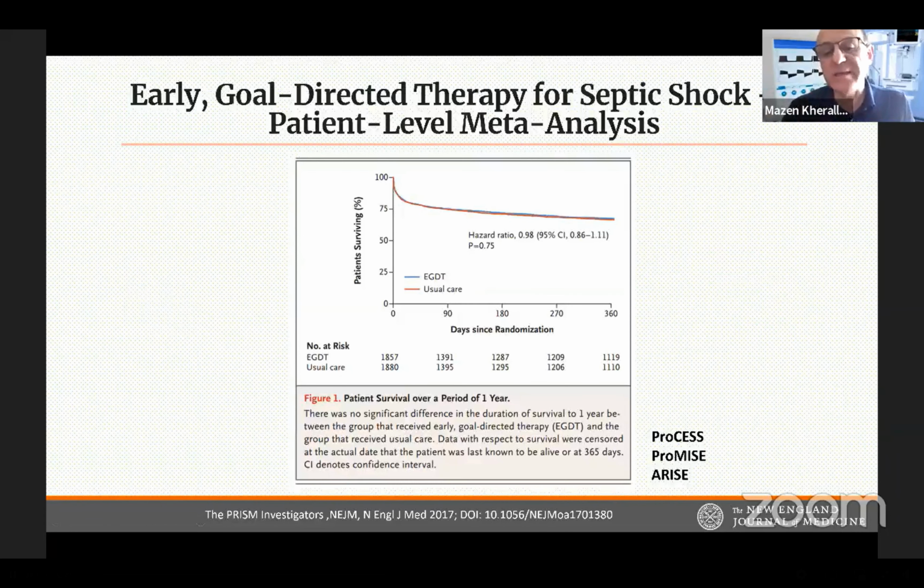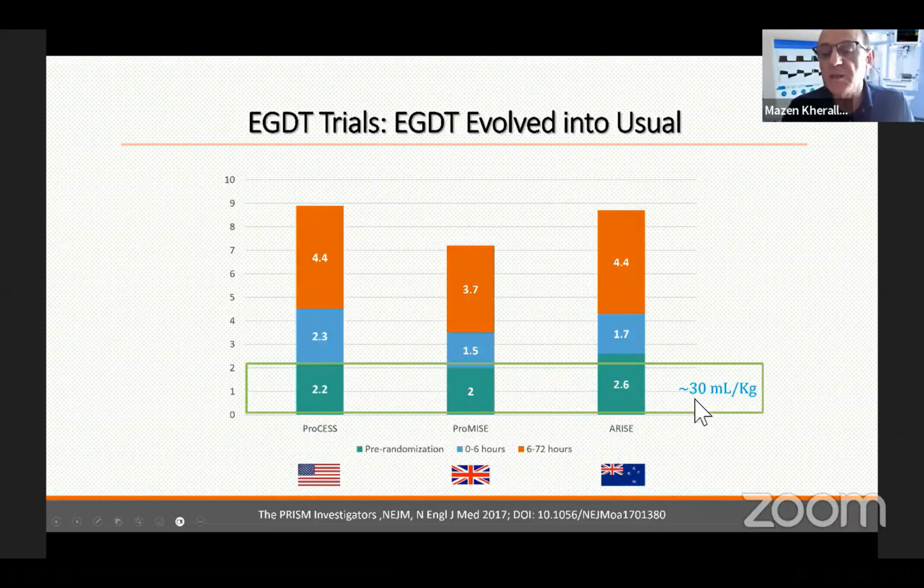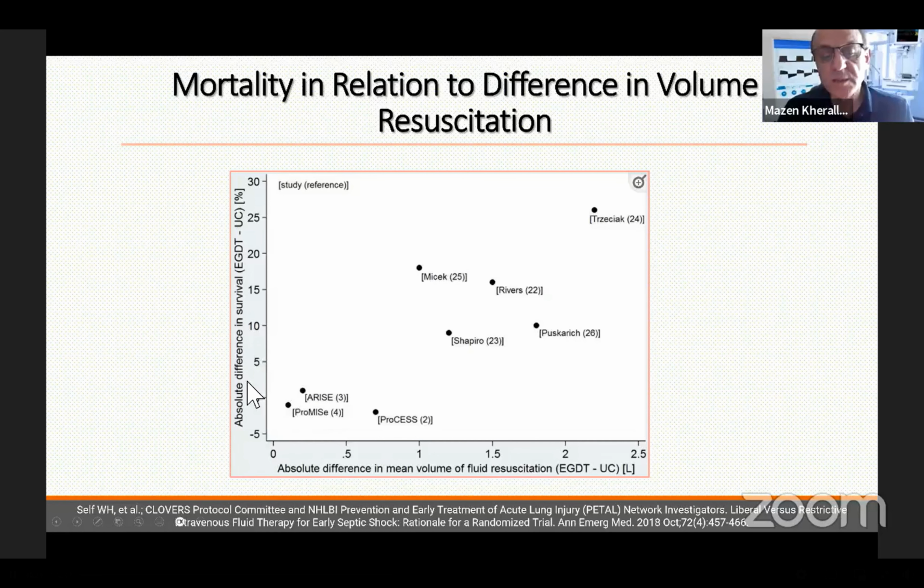Well, that was not replicated 17 years after in three major trials: the ProCESS trial, the ProMISe trial, and the ARISE trial. But the reason being is actually because those patients already received 30 ml per kg of fluid even before randomization. And you can see how this would indicate that early goal-directed therapy, which was initially started with a small study at a single institution, has now evolved into usual care. So that's what we do all the time. We give our patients 30 ml per kg on average, whether the patient was in the intervention arm or in the control arm. So that's why we did not see a difference between ARISE, ProMISe, and ProCESS in terms of mortality, because the fluid differences between the two groups were the same.